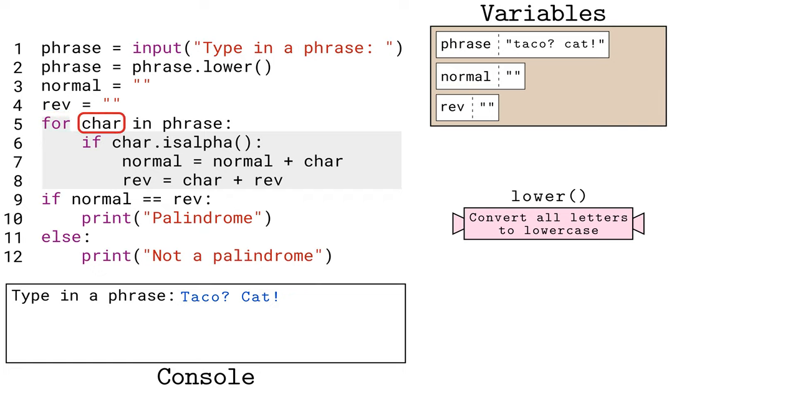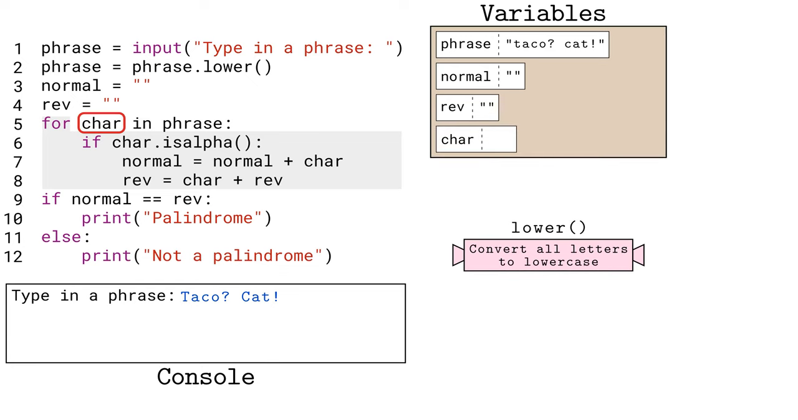This char word tells Python to create a loop variable called char that will step through certain values. Which values? The string variable phrase. The char variable will step through all the characters in phrase, starting with the first letter T.